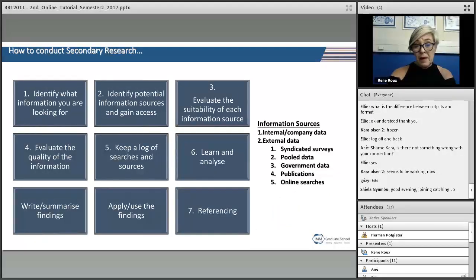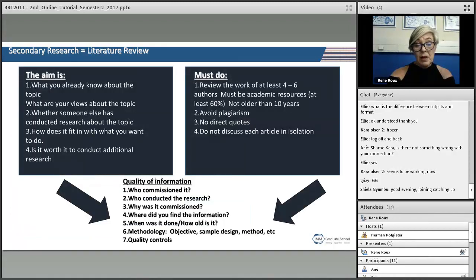And as I mentioned on the previous page, number 3 and number 4, the suitability and the quality is very important. How do you judge whether it's quality information? First of all, who commissioned it? If there's research that was conducted, who did it? Who commissioned it? Who requested it? And who did the research? What was the reason for the research? What were the objectives? Why did they do it?